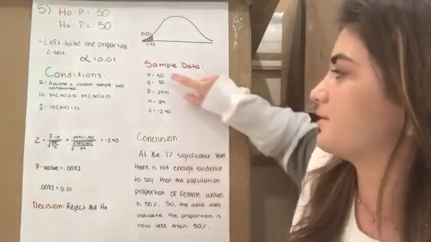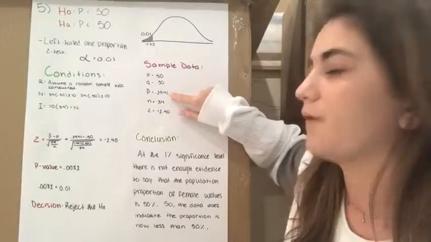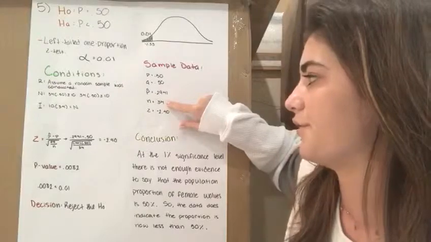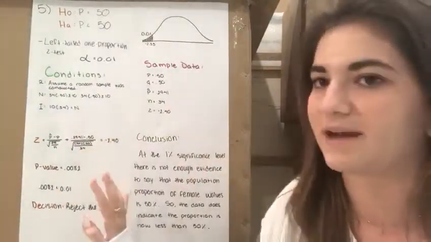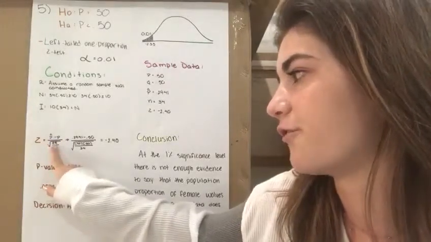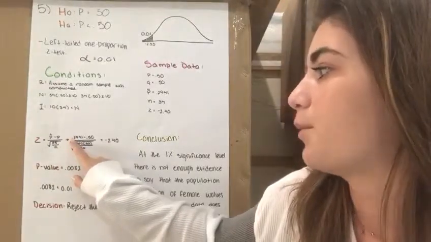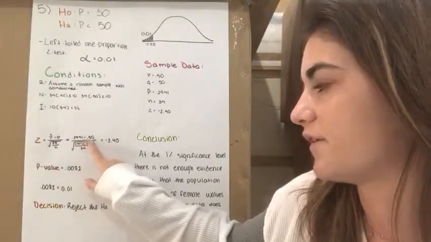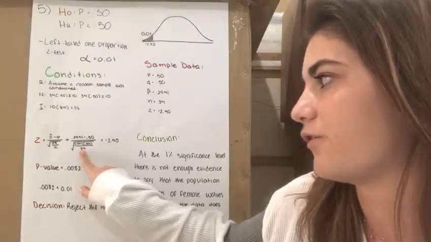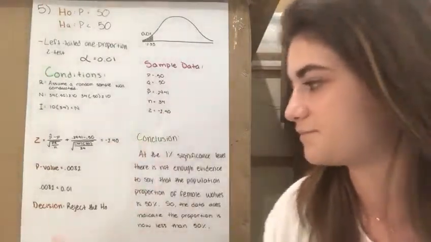So for the sample data, p equals 0.50, q equals 0.50, p hat, which is x over n, is 0.2941, n is 34, and z, which I'm going to explain how to find right now. For z, you do p hat minus p all over the square root of pq over n. So you'd do 0.2941 minus 0.50 all over the square root of 0.50 times 0.50 over 34. And that gives you negative 2.40, which is the z.